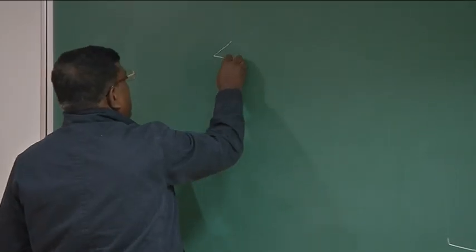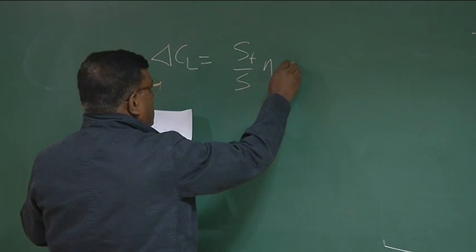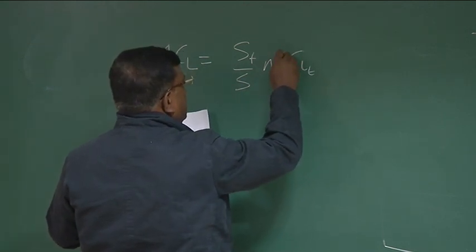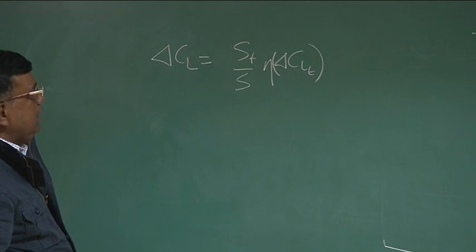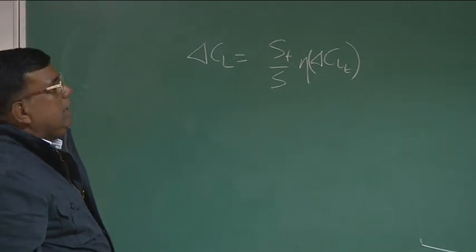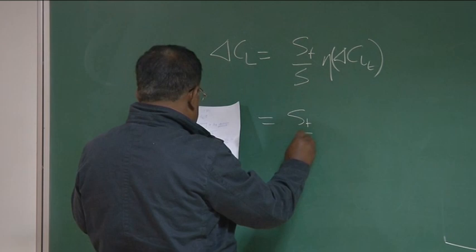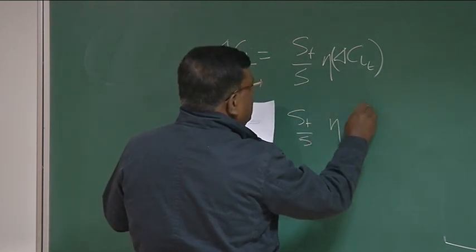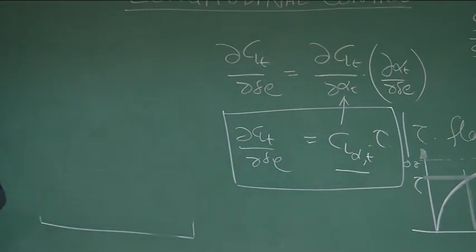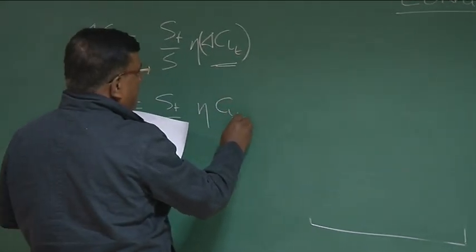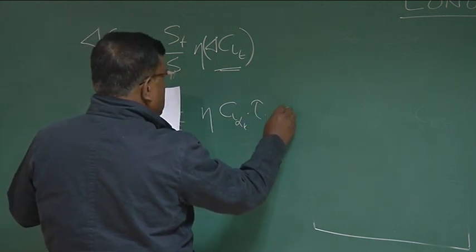Okay. So again, going back, delta CL was given as ST by S neta into delta CLT, if I am more appropriate and more correct. In the last equation I might have written CLT, but you understand that this is the additional change in CL you are getting because of delta E. So I can now write this as ST by S neta into CL alpha T into tau into delta E.